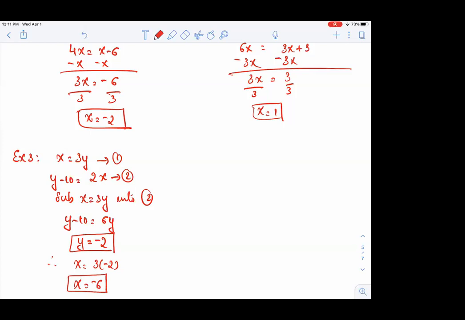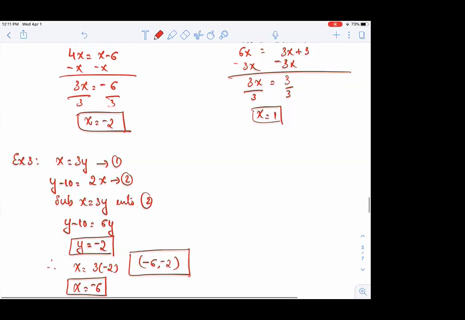Graphing. Right, as an ordered pair. Oh, yeah. Okay, so the final answer to this has to be an ordered pair. The final answer has to be in an ordered pair. X goes first, Y. Okay.